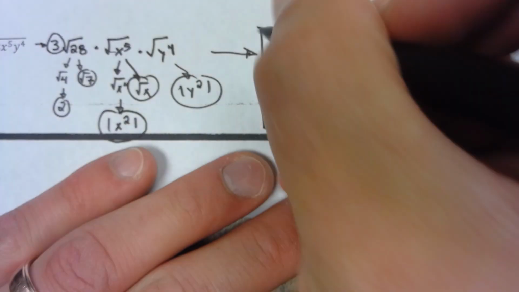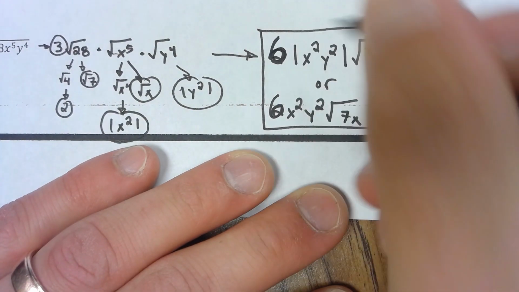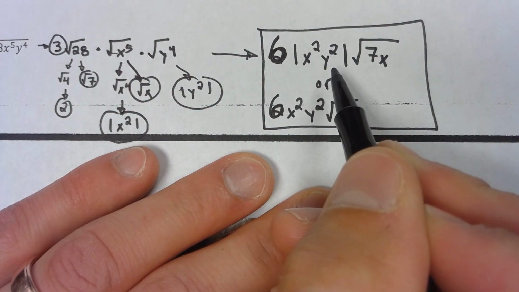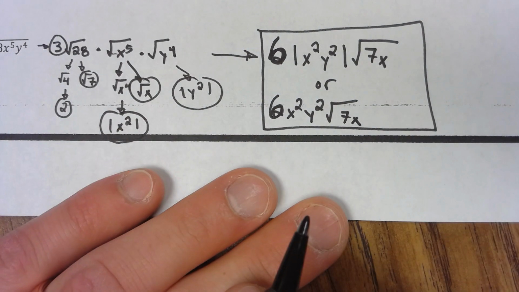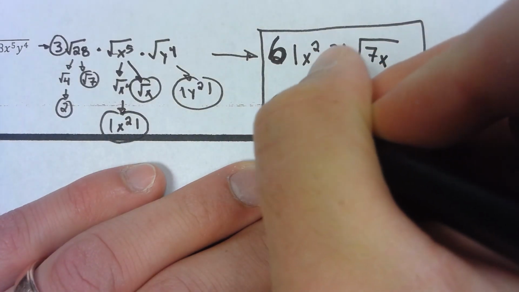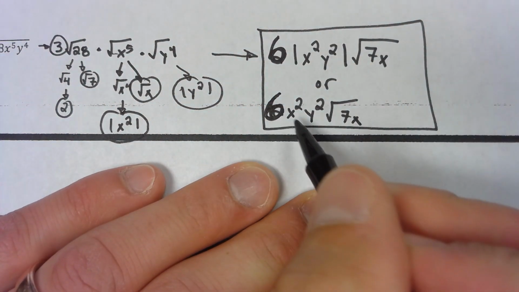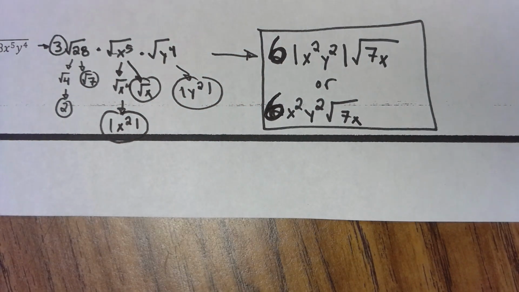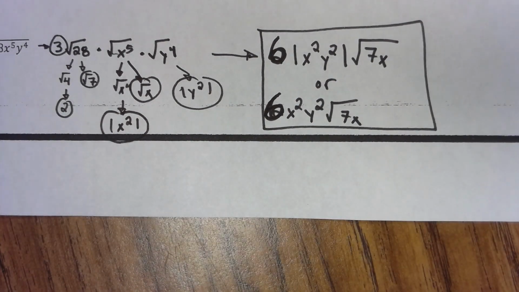So answers that are simplified here are 6 times the absolute value of x squared, y squared times the square root of 7x. Or the best answer is not having the absolute value brackets and saying 6 times x squared times y squared times root 7x. Again, absolute value brackets, I won't count them wrong. I want us to have them on our radar. But because of the squaring, they're not necessary. All right, that is it.